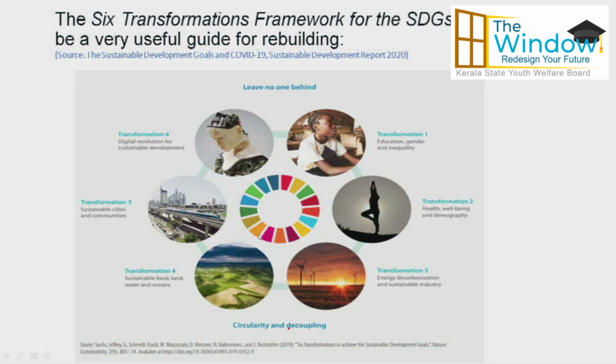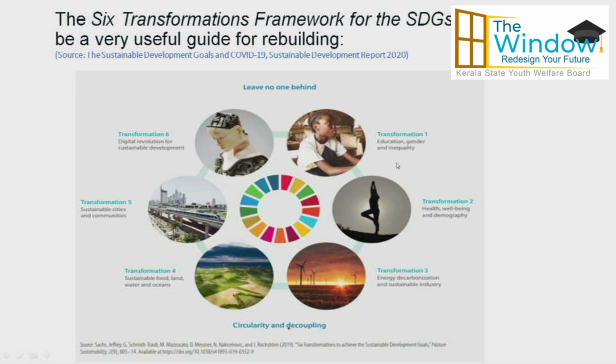So that report also suggests a transformation framework. It consists of 6 major transformation aspects for the Sustainable Development Goals that can be a very useful guide for rebuilding the whole system. I think it's useful for important policies or decision making. So we may start with the ideology: leave no one behind.